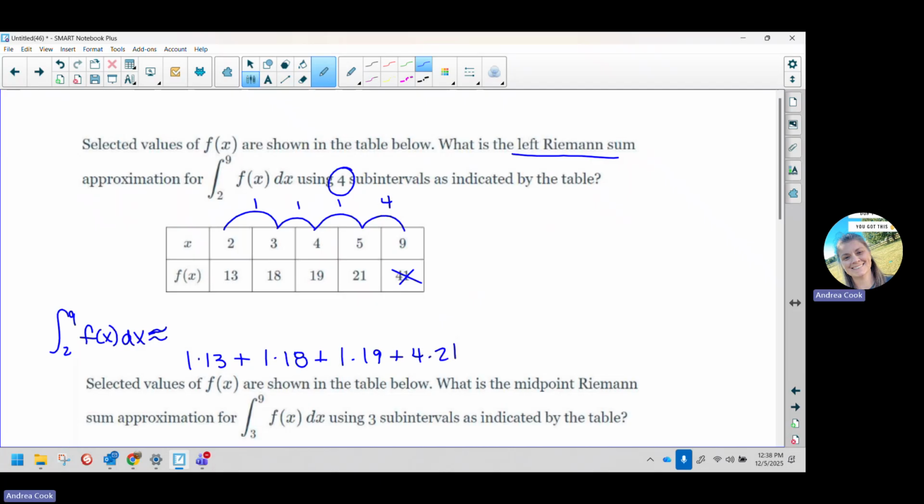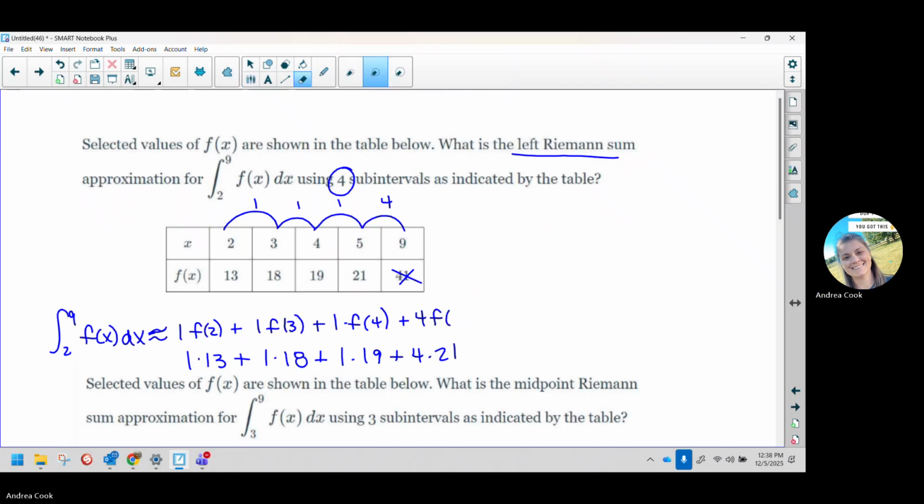If you put it in function notation, it's 1 times f of 2, 1 times f of 3, 1 times f of 4, and 4 f of 5. And what do we get? Not 135. 134? 134. Yep.